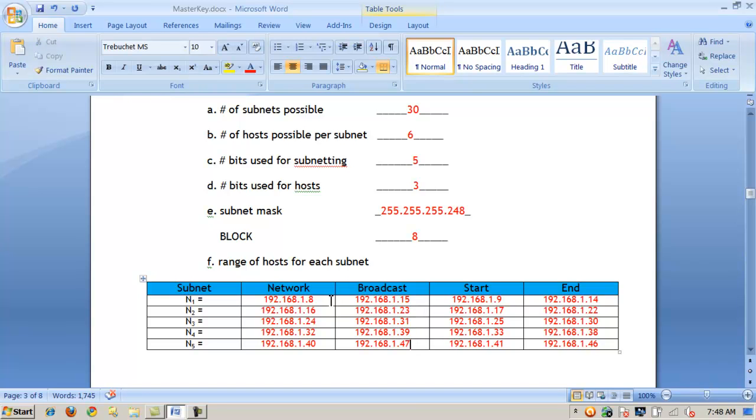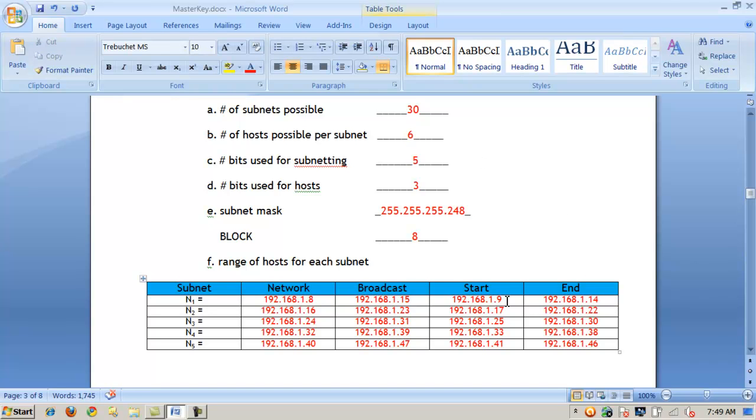So if I know the network, and I know the broadcast, finding the valid range of IPs is easy. So I add 1 to my network, and I get my first valid or actual IP address that I can assign. I subtract 1 from my broadcast, and I get my last actual or valid IP that I can assign. 9, 10, 11, 12, 13, 14, 15. And again, that gives me the 6 hosts.